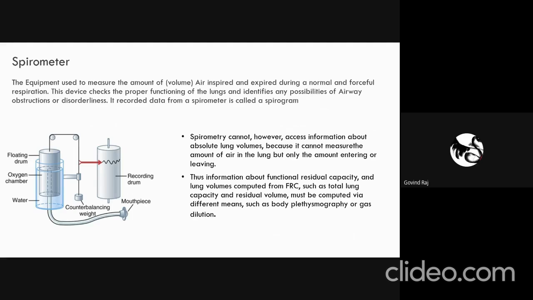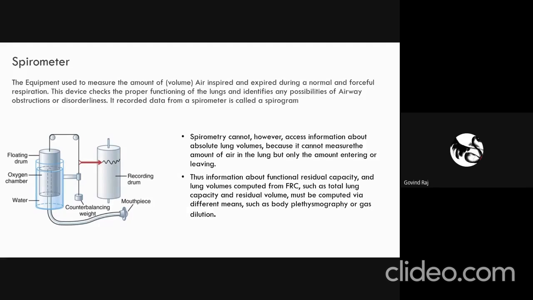This device checks the proper functioning of the lungs and identifies any possibility of airway obstruction or disorderliness. The recorded data from this instrument is known as a spirogram. Spirometry cannot, however, access information about absolute lung volumes. We cannot fully tell how much air was inhaled.